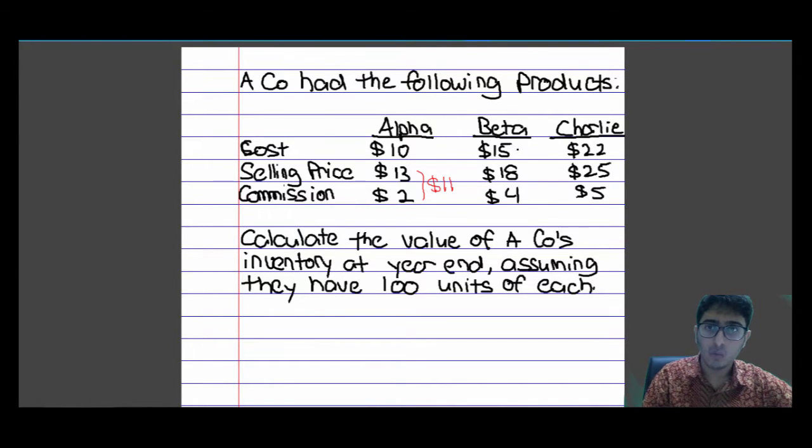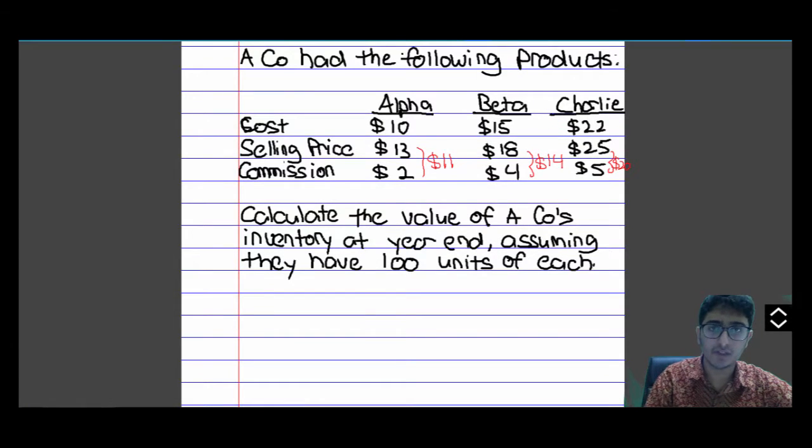Now, what would be the NRV for product Beta? If you see here, it would be $14. And product Charlie would have an NRV of $20. Now, IAS 2 tells us to take the lower one. So, seeing product Alpha first, we would take $10, because it is lower. Product Beta, we would take $14 because it's lower. And product Charlie, we would also take $20 because it is lower compared to our cost of $22.